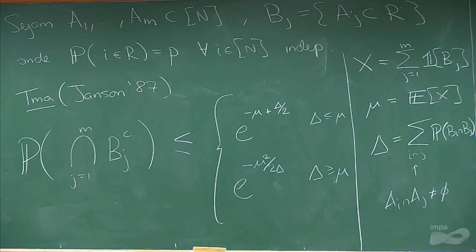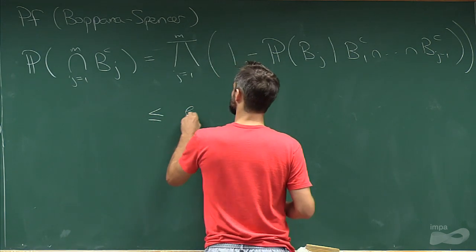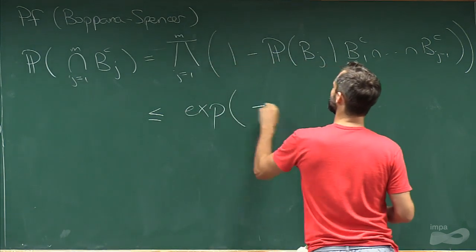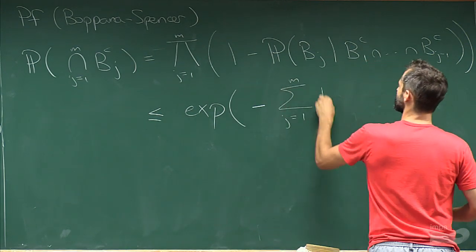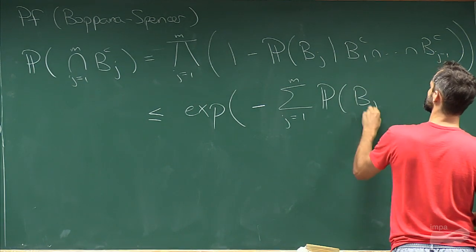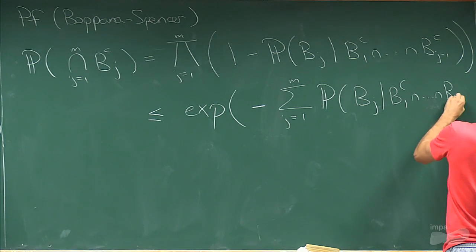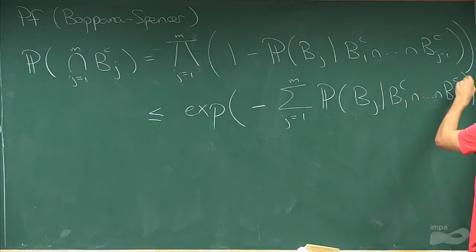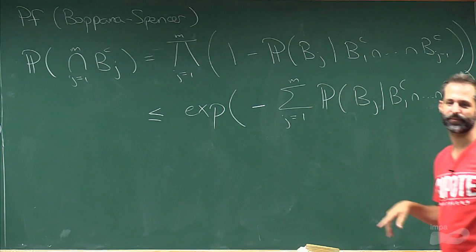Now, we're trying to get an upper bound. So now we can just use the fact that 1 minus x is at most e to the minus x. So this is at most e to the minus the sum over j of this probability. Right? Just using 1 minus x is at most e to the minus x, and then pulling the product into a sum.